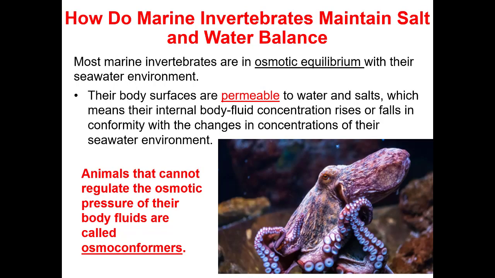Marine invertebrates live in a high salt oceanic environment and have evolved methods to maintain salt and water balance. Most are in osmotic equilibrium with their seawater environment because their body surface integument is permeable to water and salts, which means their internal body fluid concentration will change along with any changes in their environment. Luckily, for billions of years, the Earth's oceans have been relatively stable.